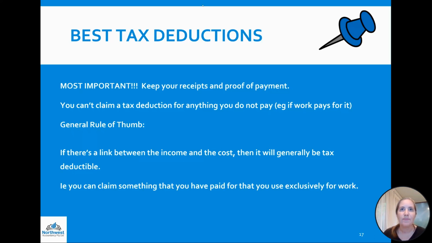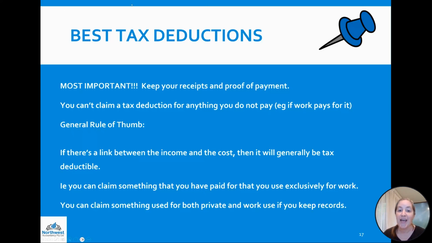And you can claim something that you've paid for that you use exclusively for work. And the word exclusively is in there on purpose because you can also claim things that you don't exclusively use for work, but you do need to apportion it down. And with our example back with whatever simple client was, we only claim 40% of the telephone because the other 60% was for private use. And there we go. If you keep the records, you can claim the work use of something you use for both work and private.